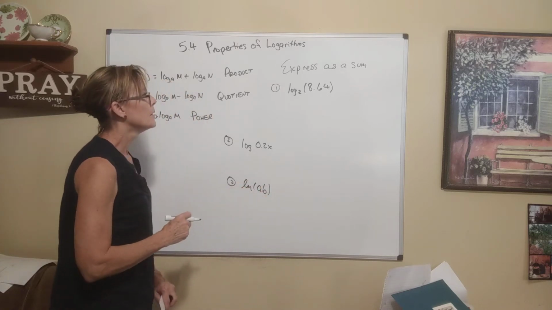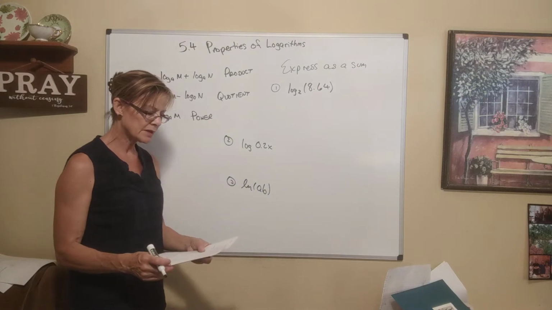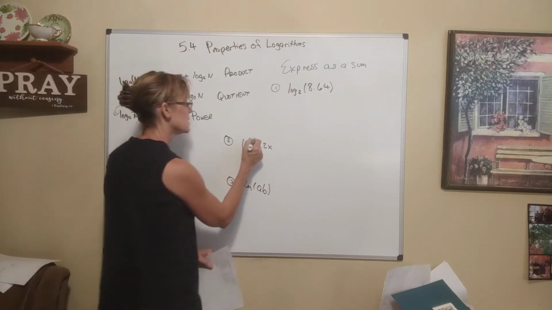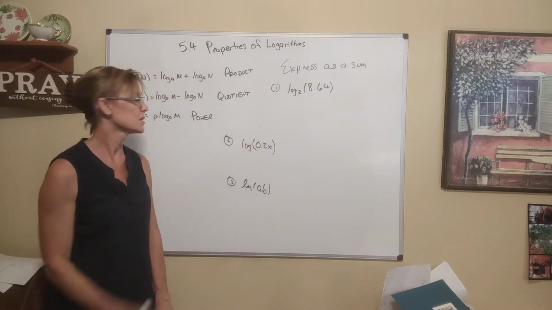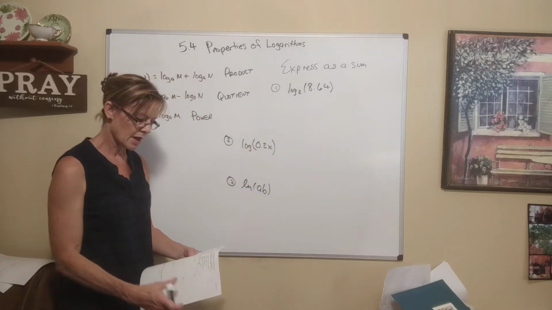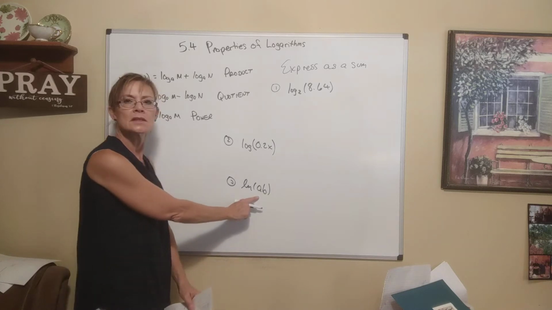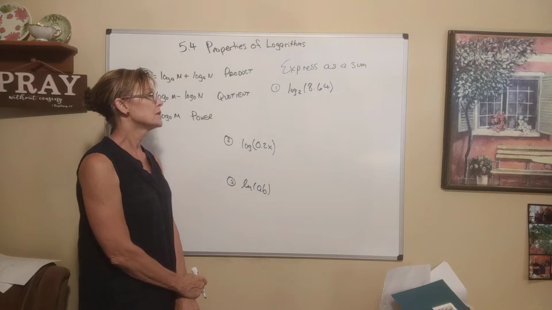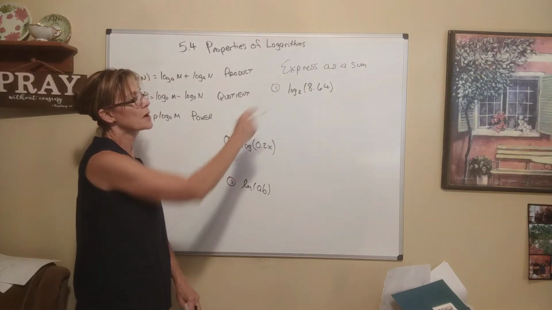Now, if they do not write parentheses around the log expression, you can do it yourself. So this right here is the log expression for number 2 that they gave me. They didn't write it, but this is the log expression of 0.2x. Okay, here we go. Let's see, what can we do here? They want me to express this as a sum.